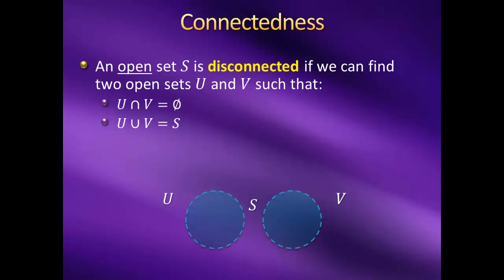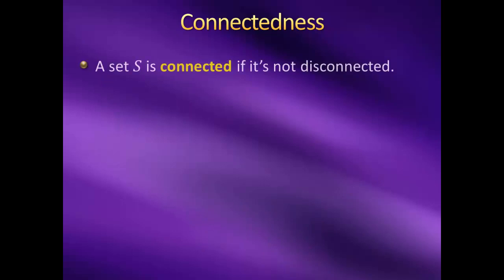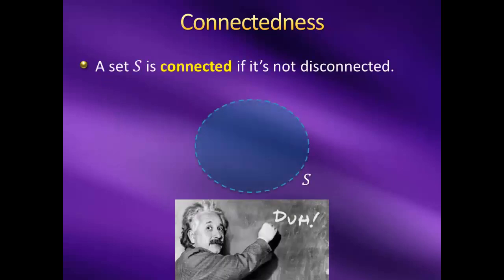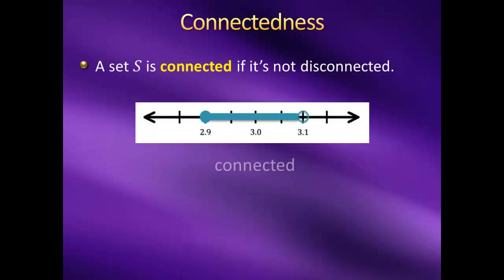Now, with the definition of a disconnected set out of the way, the definition of a connected set is pretty easy. A set is connected if it's, well, not disconnected. Simple as that. So for example, our interval from 2.9 to 3.1 is connected. Basically, it's all in one piece. Proving this is somewhat harder than it looks, though. Even though it seems obvious, you'd basically have to do it by contradiction.